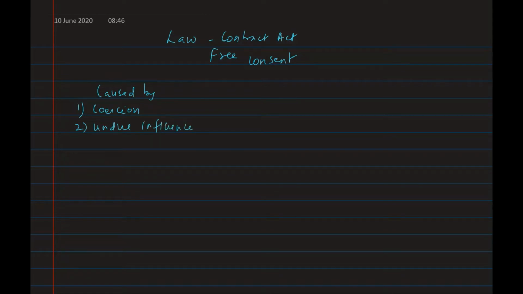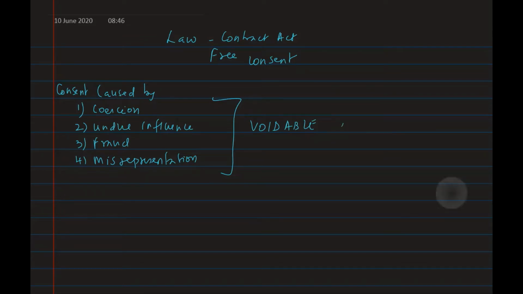Basically, in the last session, we covered up to the topic of free consent, up to fraud and misrepresentation. If consent is caused by coercion, undue influence, fraud, or misrepresentation, then the contract is voidable. This is something very, very important. I hope you have understood this correctly.